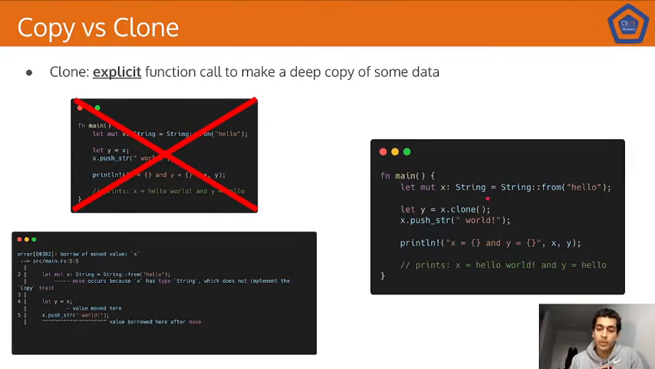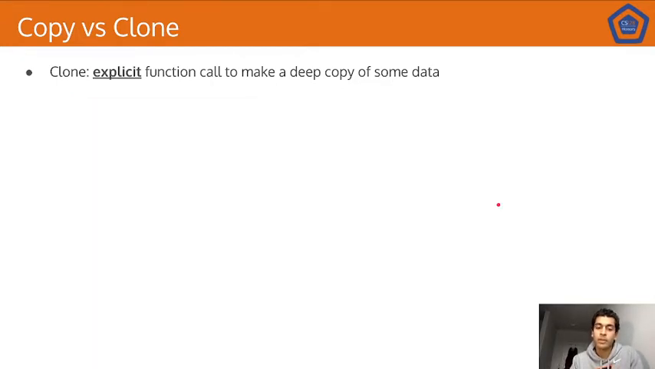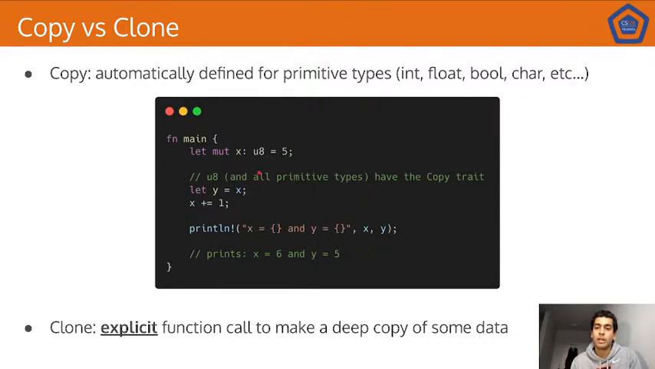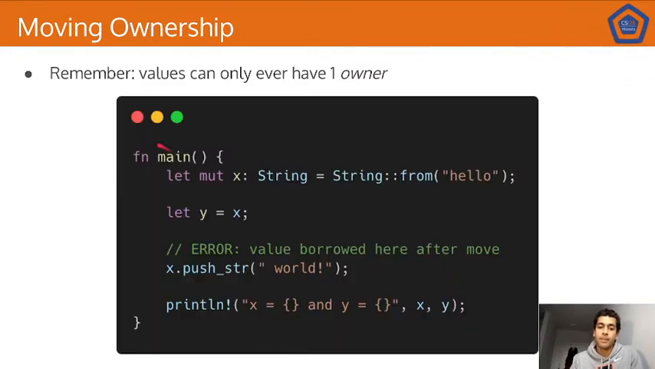So that's the difference between clone and copy. When you want to make a deep copy of some expensive object to copy, you have to call this clone function. When you want to make a deep copy of primitive types, you don't need to do anything. Rust will automatically do it for you, as in the case of this unsigned 8-bit integer. This is the case for all types of ints, floats, booleans, characters, tuples of primitive types, that sort of stuff. Okay, so I just want to go more into this example. We move ownership of x into y, so we can no longer use x after that has happened.